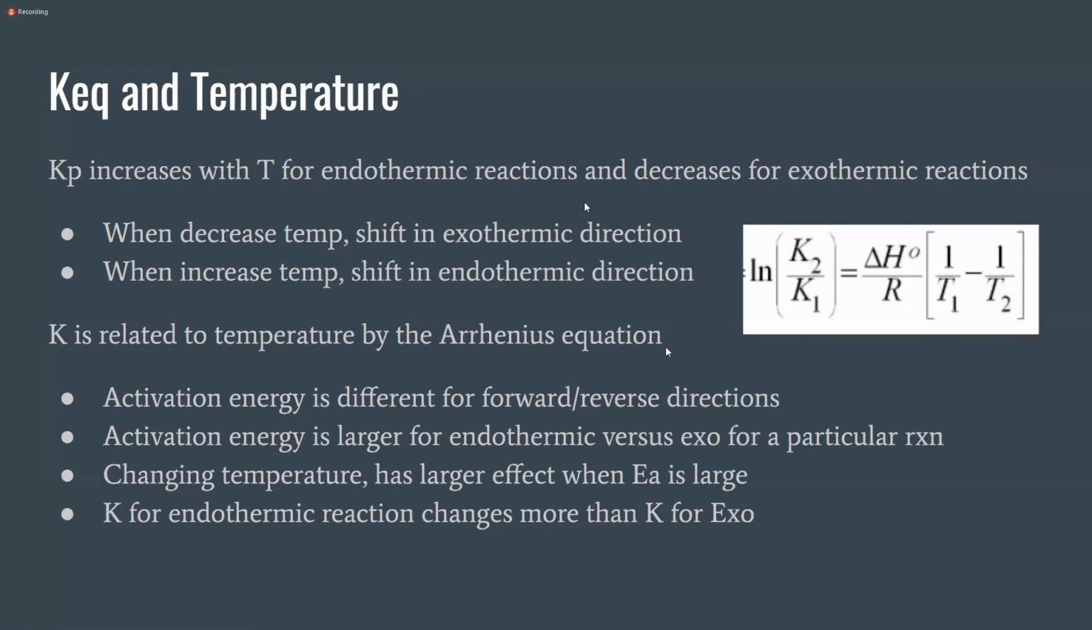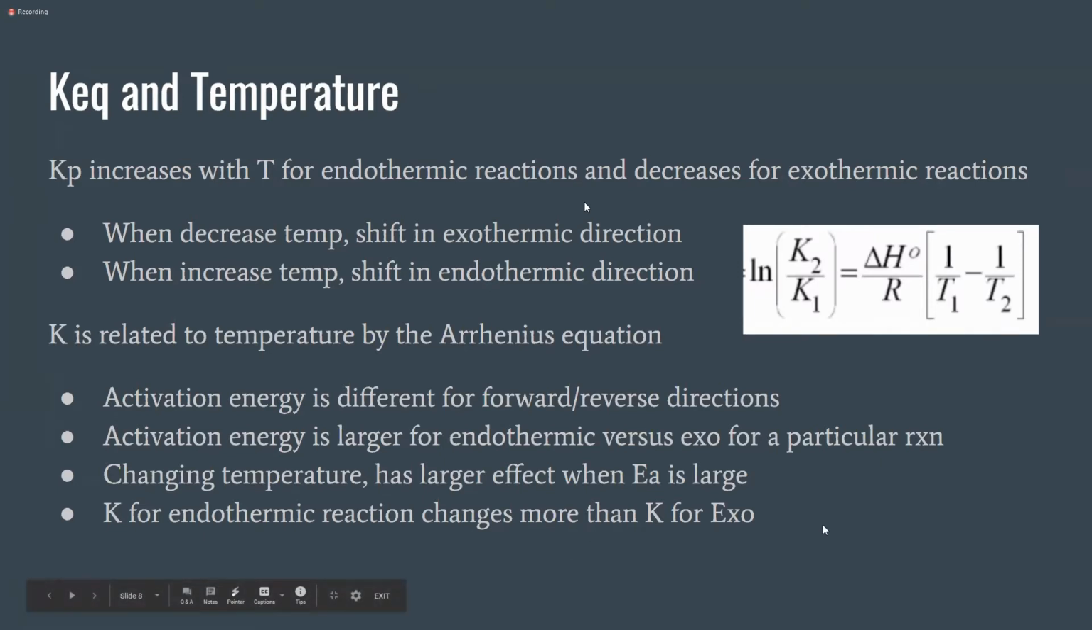The rest is a little bit more related to the previous graph, but I'll just repeat them. Activation energy is different for forward and reverse directions based on whether they're endothermic or exothermic. Activation energy is larger for endothermic versus exothermic reactions for a particular reaction, because in every reaction pair, with a forward and reverse, one of them is going to be endothermic and the other one is going to be exothermic. Based on that, you can see which way the reaction will shift when you change the temperature.